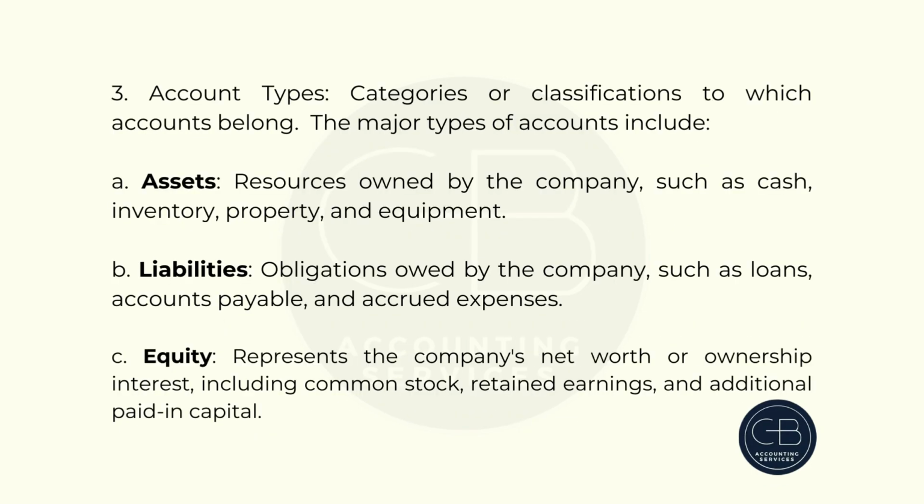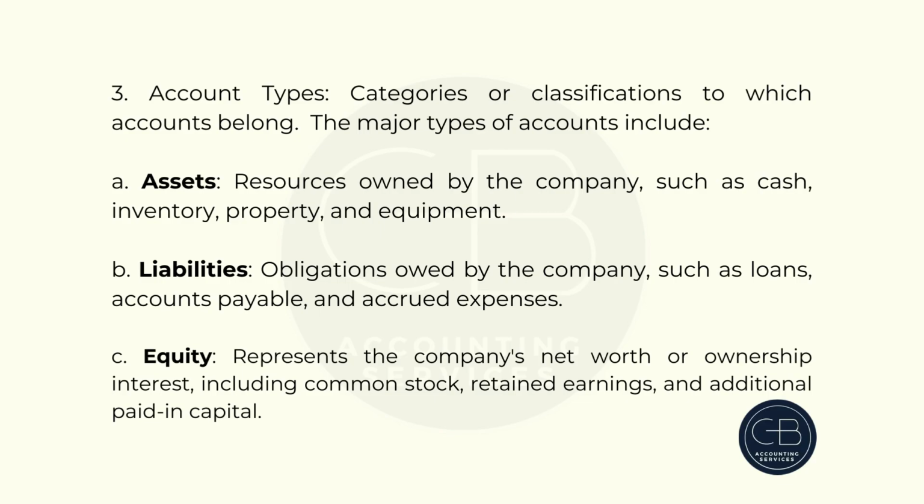The third element of a chart of account is account type. So account types are categories or classifications to which accounts belong. The major types of accounts include assets, resources owned by the company such as cash, inventory, property, and equipment. So ang asset po ay mga pag-aari ng kumpanya or ng business. Liabilities, obligations owed by the company such as loans, accounts payable, and accrued expenses. So ito naman po yung mga utang ng business or ng kumpanya.